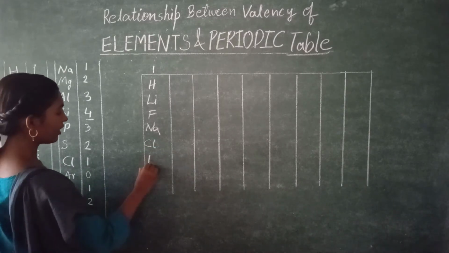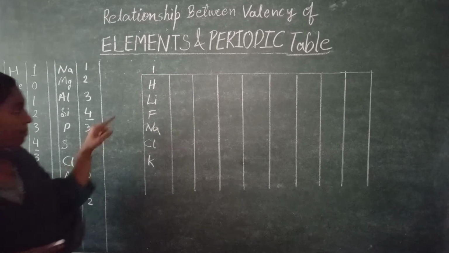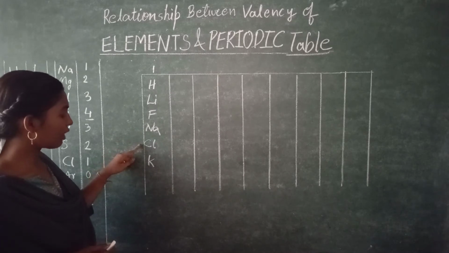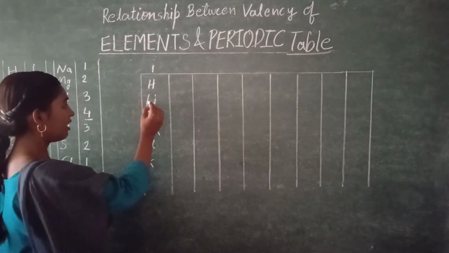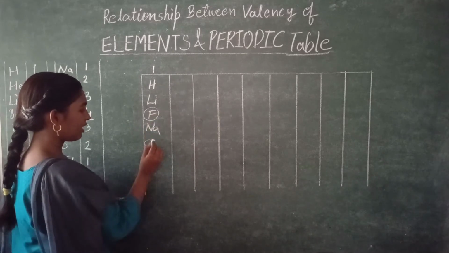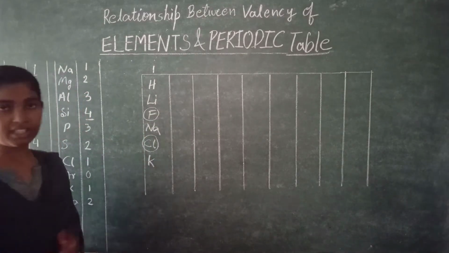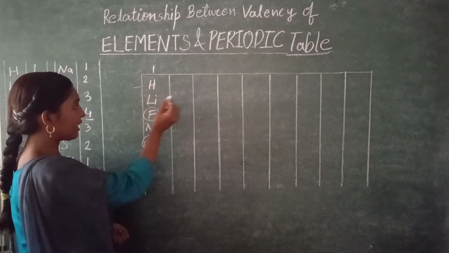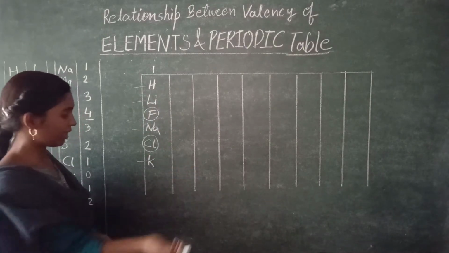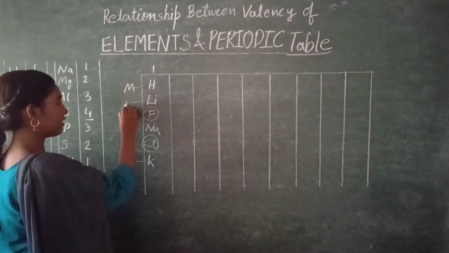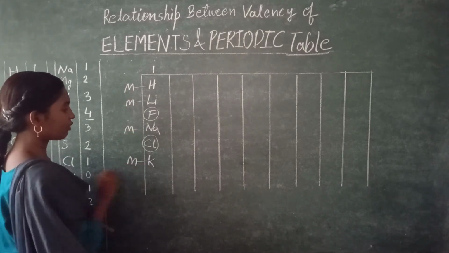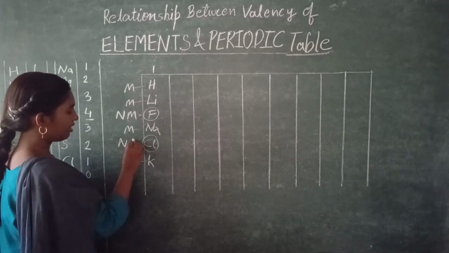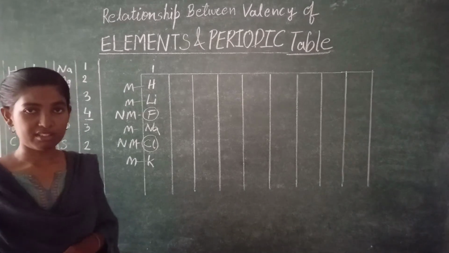And here potassium valency 1. But what happened in this? Hydrogen, lithium, chlorine, sodium, chlorine, potassium. In this, fluorine and chlorine are different. How are these different? This is a metal, this is a metal, this is also metal, this is also metal. Yes, hydrogen is also metal, and it's also metal. But fluorine and chlorine are non-metal.